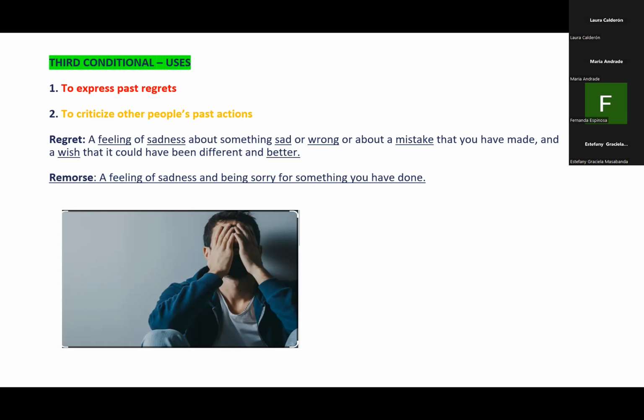So both of them are synonyms. If you see, the two words are used to express a feeling of sadness. So when we feel sorry for something that we did, we often feel terrible about that. So that we're going to express regrets. We're going to talk about our own regrets or maybe about other people's regrets.